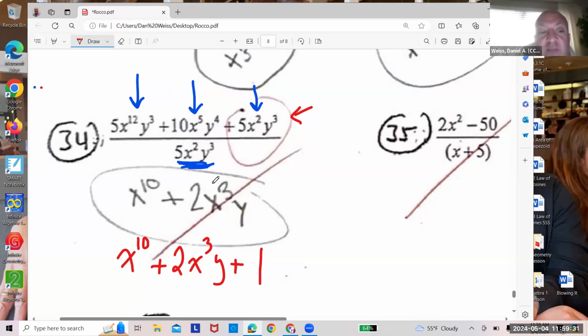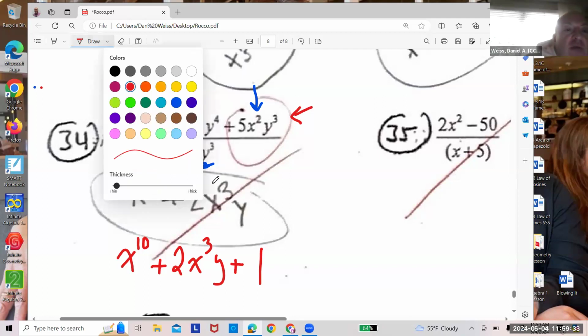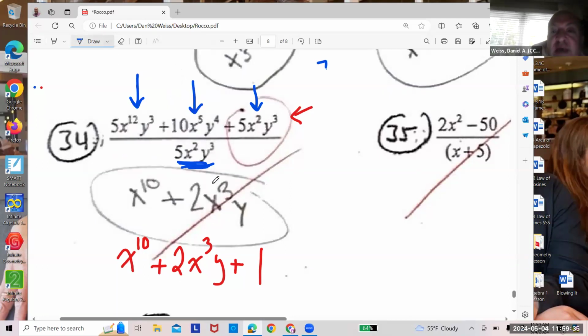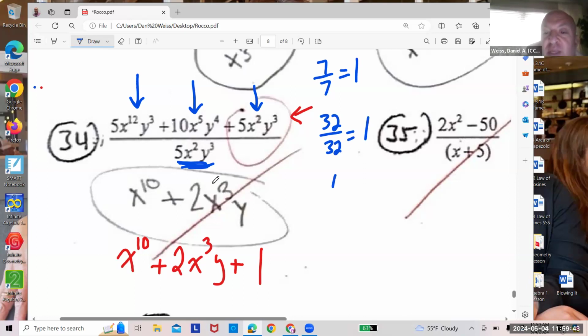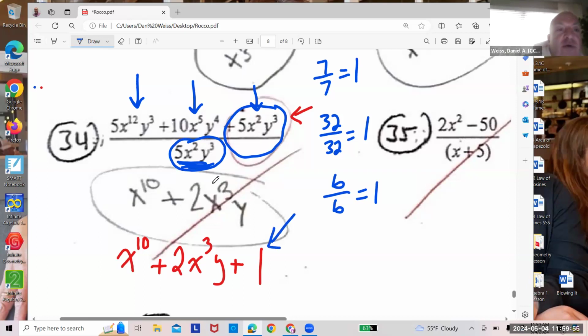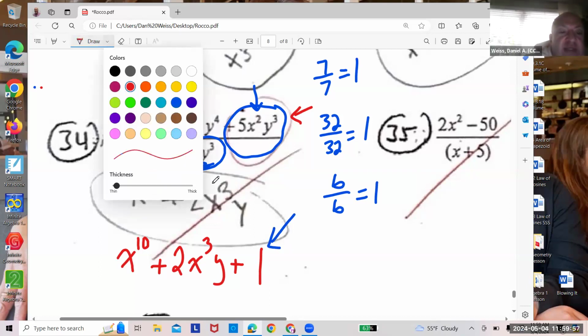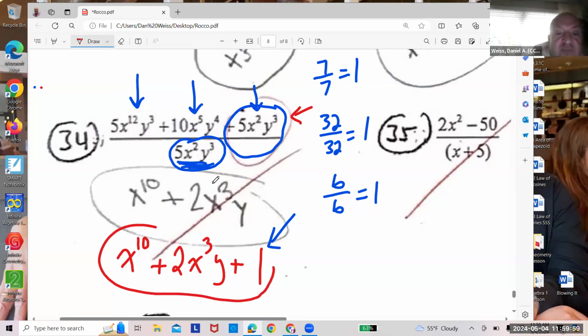Okay. For example, 7 over 7, that equals 1. 32 over 32, that equals 1. B over B, that equals 1. So this 5x squared y to the third over 5x squared y to the third, that's 1. So you need that piece there.